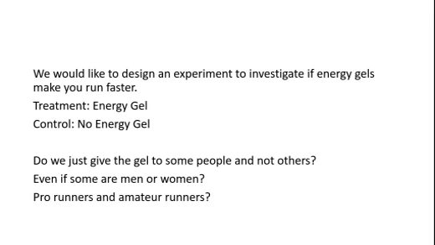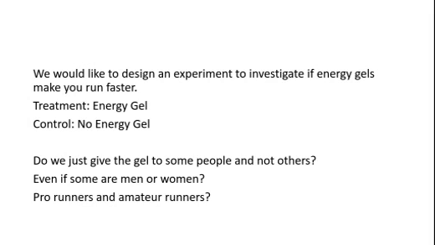Okay, so let's say we have this example where we have an experimental gel that we say will make people run faster. The treatment group gets the gel, the control group doesn't. Okay, so do we just give some people the gel and not others? Should we separate it with male and female? Should we do pro runners and amateur runners? And this is where this blocking stuff comes into play, because you can go, okay, if I just give it to them randomly, that's what the result is. It randomly will help people.